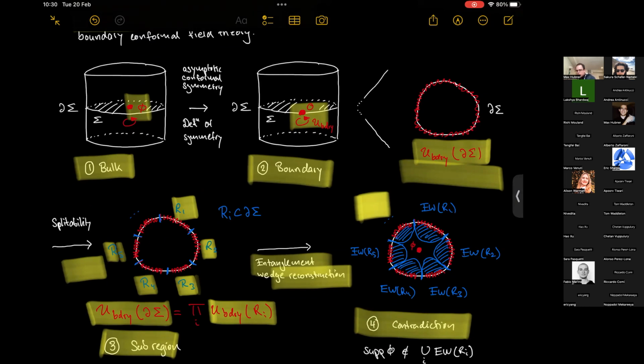Okay, so this completes my review of their argument of why there are no global symmetries by their definition in asymptotically AdS space. And so let me pause for a moment to see if there were any questions, and otherwise I would press on with the content of our paper.